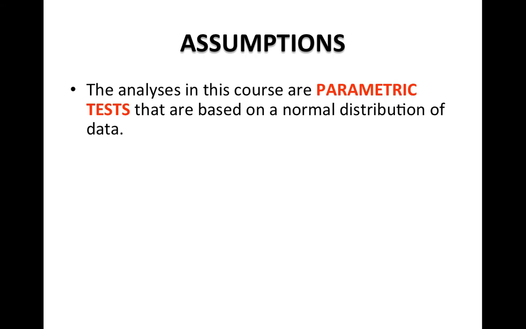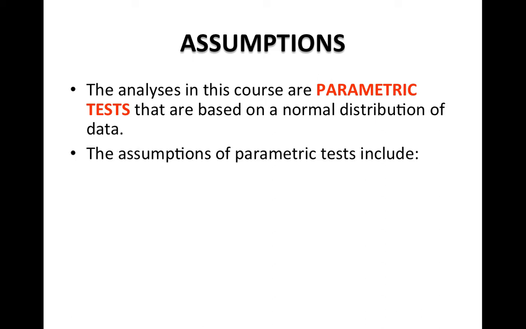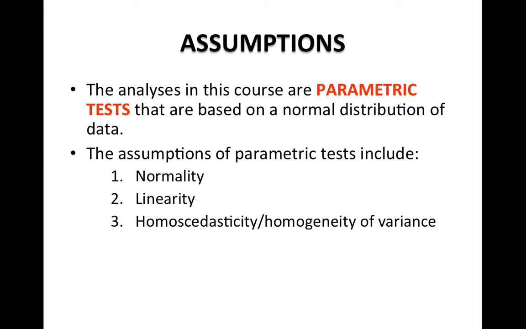Okay, so next we need to check for our assumptions. The tests, or the analyses, that we're going to be seeing later in this course are all parametric tests, and they're based on a normal distribution of data. So the assumptions of these tests include normality, which makes sense, linearity, homoscedasticity and homogeneity of variance, and independence. So we'll talk quickly about each of these today, and we'll be seeing some of them a lot more closely later on in the semester.